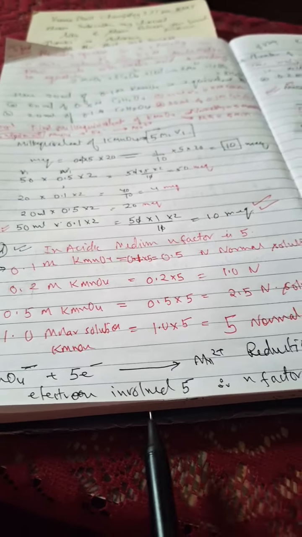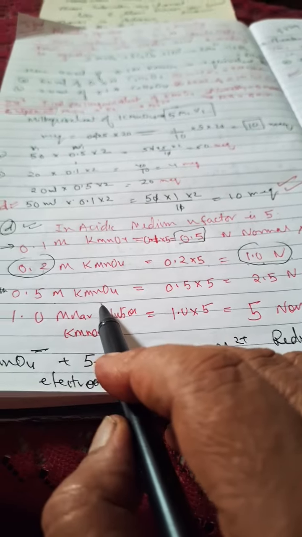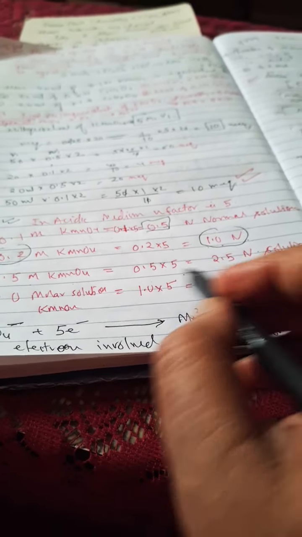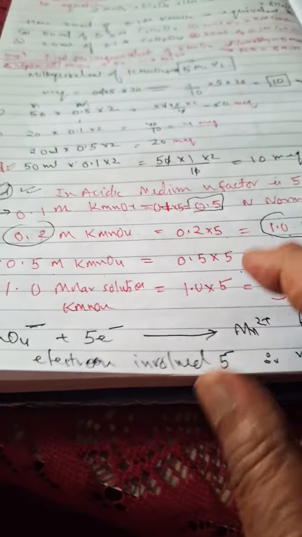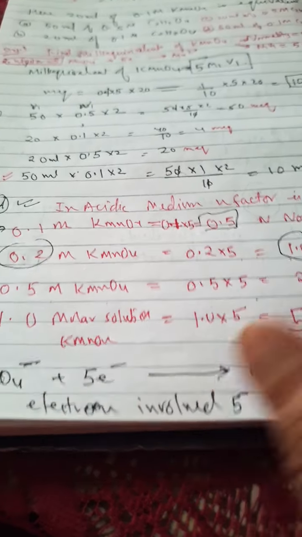So see here, first, 0.1 M KMnO4 solution means 0.1 into 5 normal solution, that is 0.5 N solution. Then 0.2 M solution means 0.2 multiplied by 5, so that is 1 N. So 0.2 M is equal to 1 N solution. 0.5 M KMnO4 means 0.5 multiplied by 5, 2.5 N. 1 molar solution is equal to 5 normal solution. Clear? This tip is very important. Keep it in mind, very easy now.